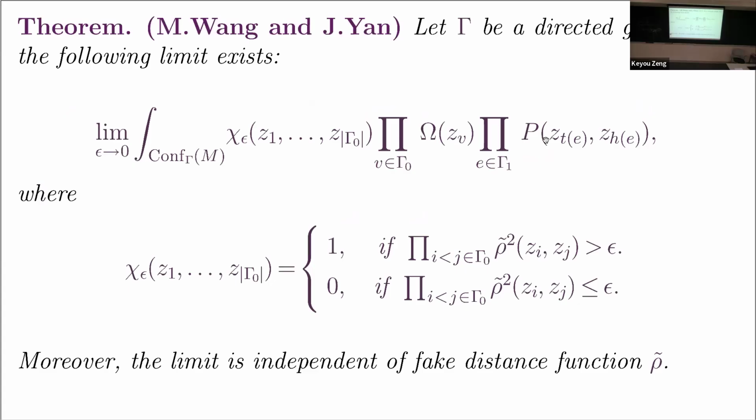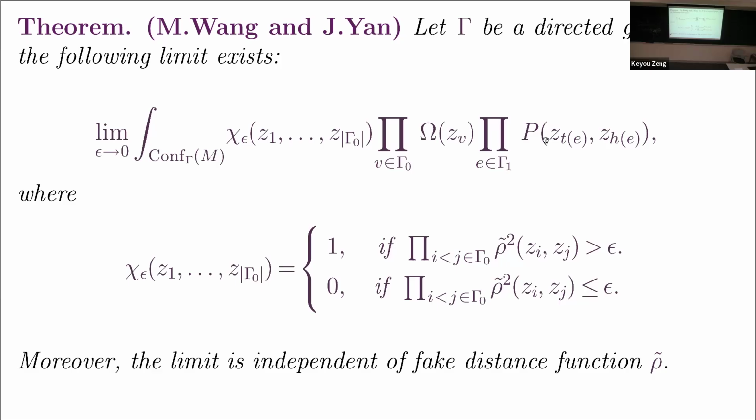Given a directed graph, the following limit exists. For the integrand, we have two factors. This factor is just the factor of a Feynman graph integral, and this is a cutoff function which depends on epsilon. This function basically means that if Zi and Zj are close to each other, then chi equals 0. If they are far from each other, then we get 1. We use epsilon to estimate the distance between our configuration space of points and the diagonals.